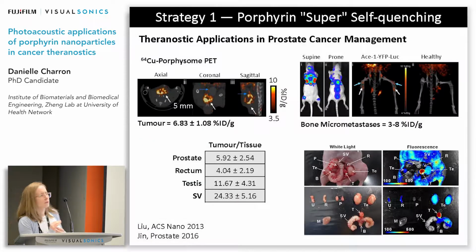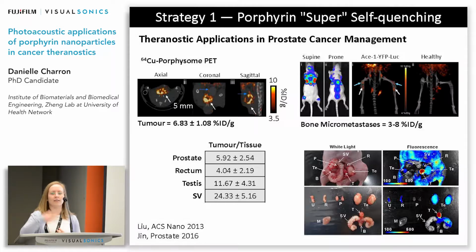So one of the first things that we did with porphysome was not for any optical application. It was, of course, for medical imaging. And so we were looking at prostate cancer. Prostate cancer is a disease that can really benefit from focal therapies and any agents that can provide delineation between the tumor and surrounding healthy tissue to aid in focal therapy and disease management. So we radiolabeled the porphysomes with copper-64, and we can see in an orthotopic prostate tumor model in a mouse, as well as in a metastatic model that has bone micrometastases, quite high depositions of porphyrin within the diseased lesions.